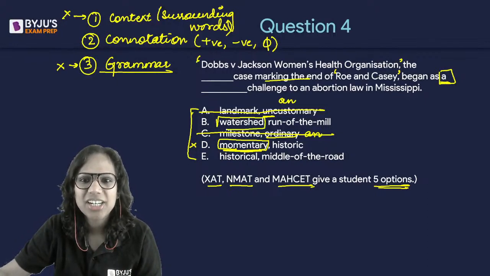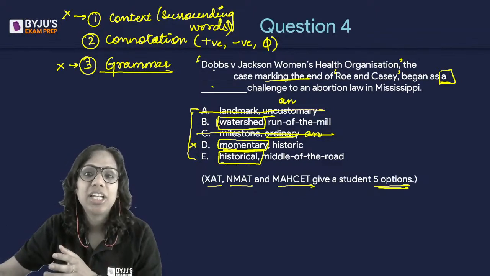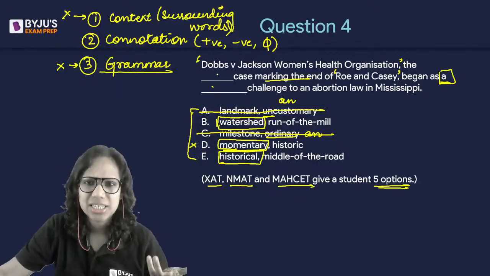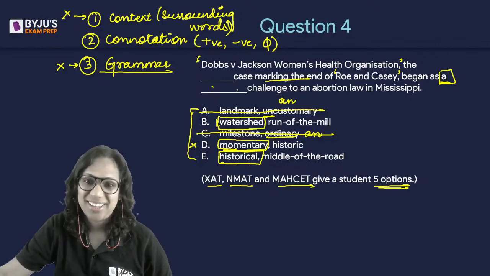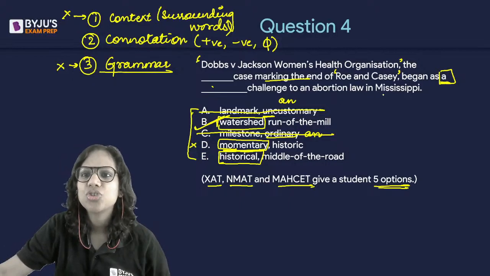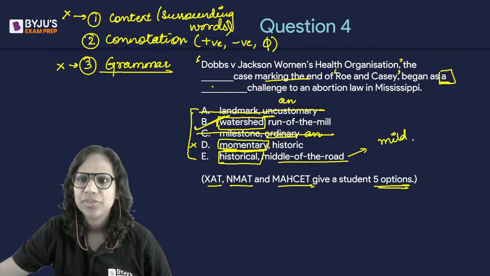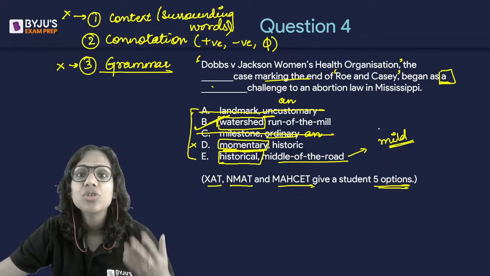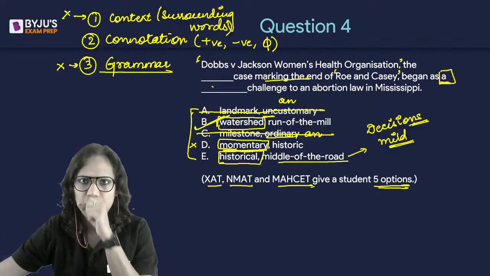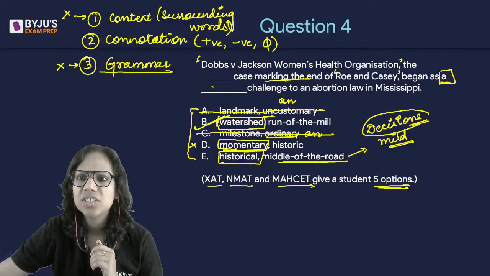Let's look at watershed and historical. Watershed means important, significant, something that marks a turning point. Historical means past case, an old case, right? So I think you understand that B makes more sense. Began as a dash challenge to an abortion law in Mississippi. Middle of the road simply means something that is mild, and it is used for courses of action, for decisions that you take. You know, they decided for a middle of the road path. The action they took was middle of the road, not extreme. So it is used often for decisions.